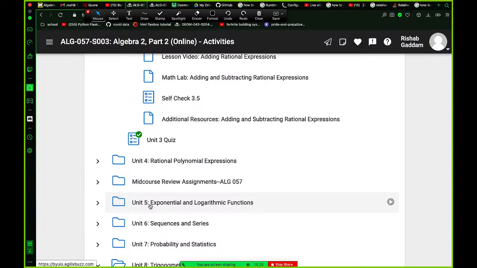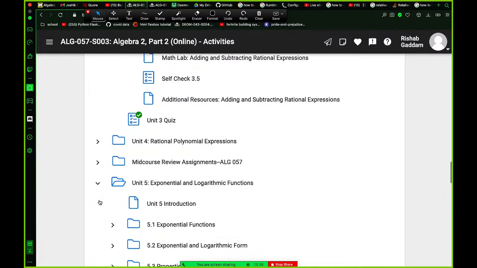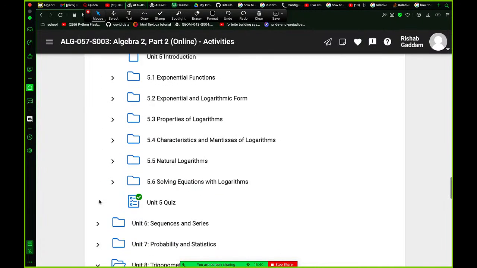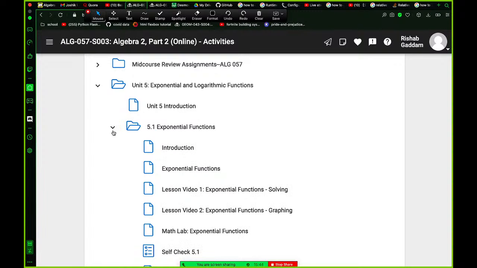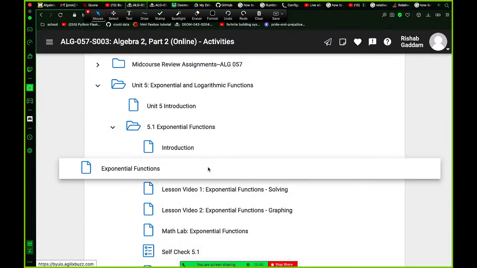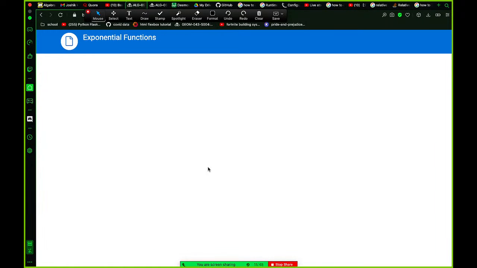Okay, exponential and logarithmic functions. I don't think we did this one. Do you remember doing this one? Because I don't think we did this one. Which is exact. Okay. So that's exactly the reason why we're gonna do this one today and tomorrow.